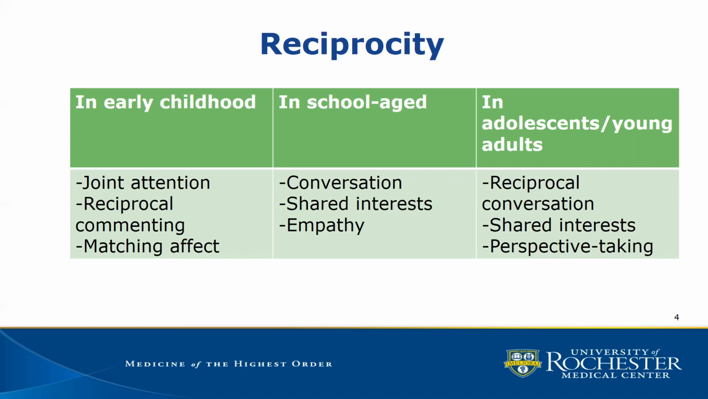And then when you get to adolescence and adulthood, we do see some continued difficulties with things like sharing interests and reciprocal conversation. And then sometimes perspective taking differences, like not understanding that other people don't know what I'm thinking, that becomes more apparent in adolescents and adults.